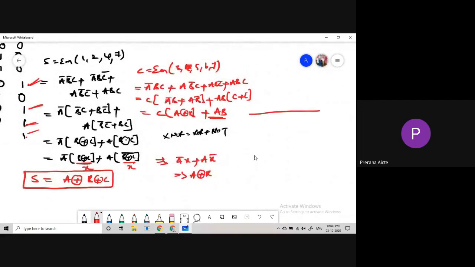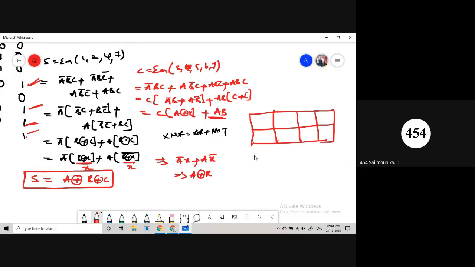So if we're using K-map, we are getting some notation, right? Here we are using 3, 5, 6, 7. 0, 1, 2, 3, 4, 5, 6, 7. This one is A bar, and this one is A, and these are B bar C bar, B bar C, B C, B C bar. If we're getting these two terms, we are getting AB.